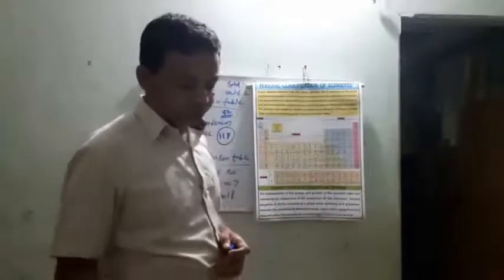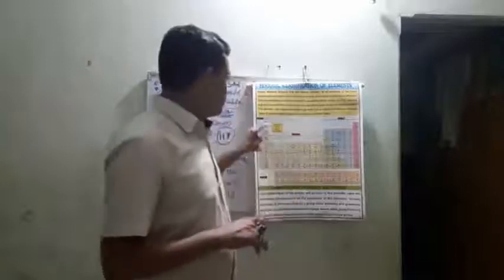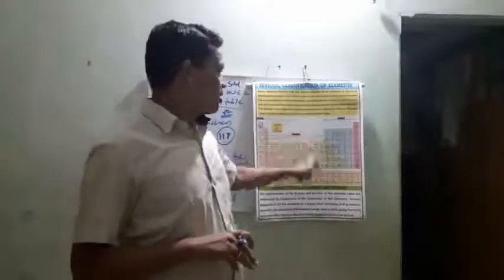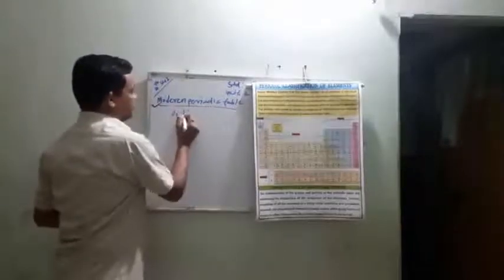Now the next point. In this modern periodic table, there are some blocks given. These elements are divided into blocks, and these blocks have specific names. The elements in this modern periodic table are divided into 4 blocks.